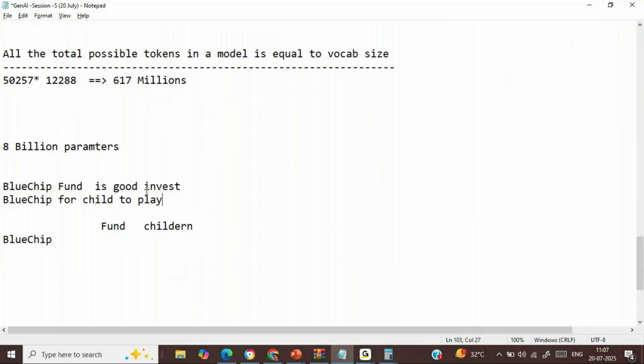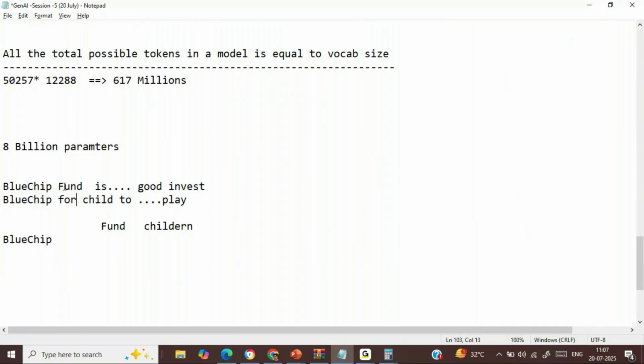Whether it is going to segregate blue and chip also, or whether it will consider it as a single token? If it is capitalized, then it is probably not going to segregate, like over here we are mentioning it as a name. So it depends upon the tokenization mechanism.